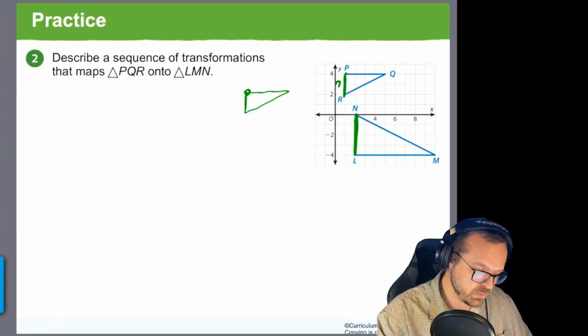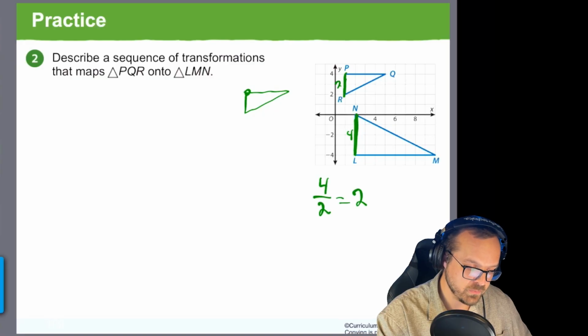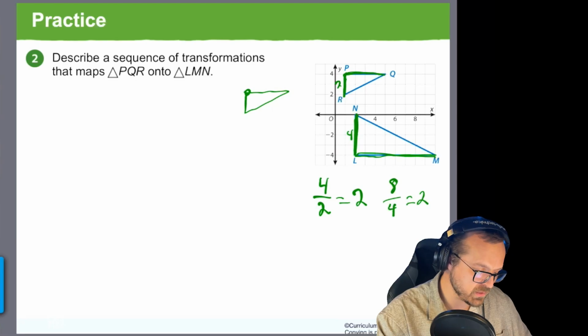So we're going from 2 to 4. The new shape is a size of 4. The original is 2, so our scale factor is going to be 2. You can also see that here and here. We have a side length of 8 over its corresponding side from the original, which is 4, so the scale factor is most definitely 2. Let's see what we can do there. We're going to multiply by 2, and I'm going to do it around the origin.